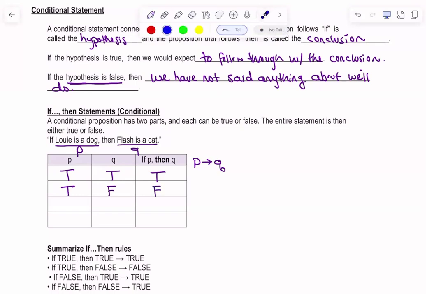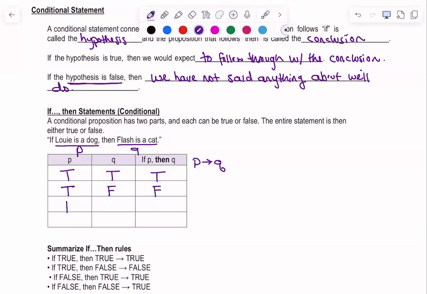That's what this is getting to up here, where it says if the hypothesis is true, which are these two examples, then we can expect to follow through with the conclusion. What that is saying is, if your conclusion is true, your whole statement is true. If your conclusion is false, your whole statement is false.